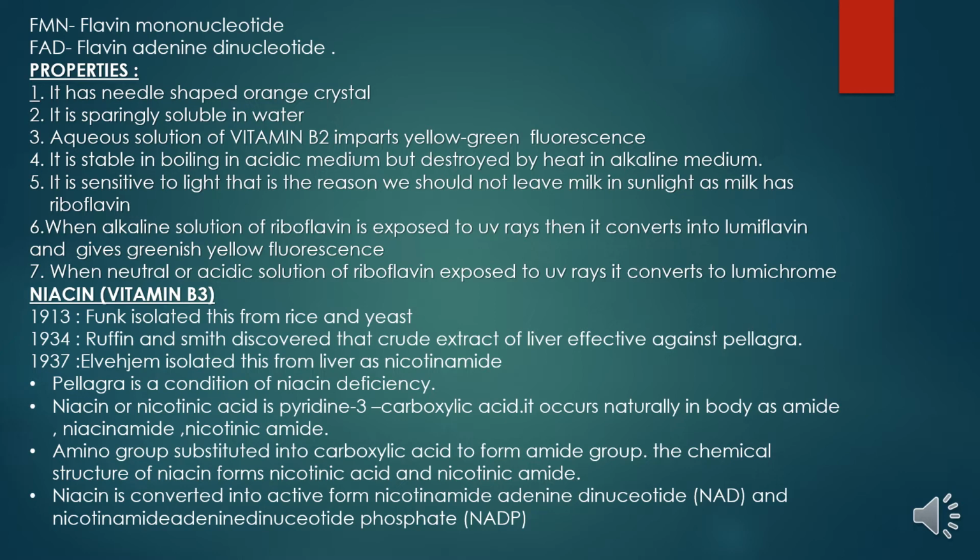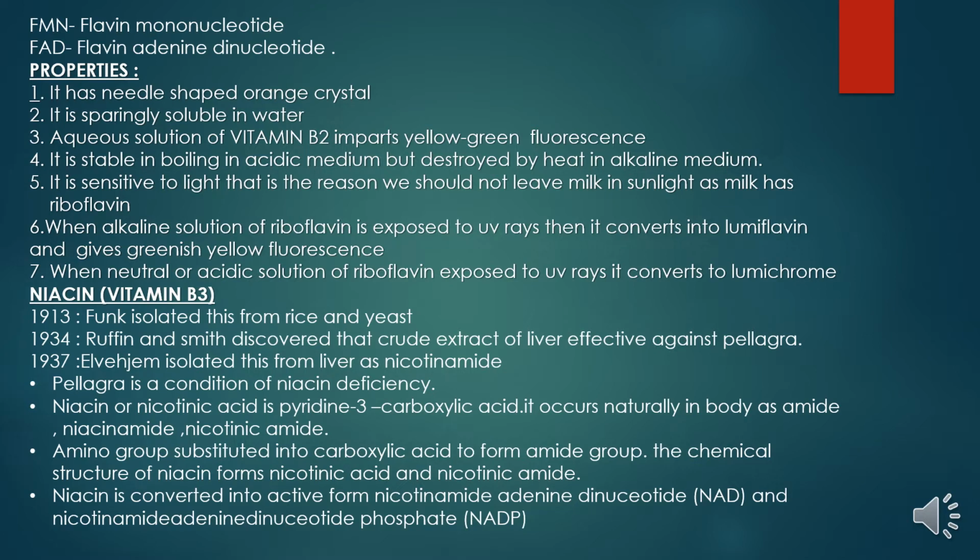Next is niacin, vitamin B3. Its study starts in 1913. In 1913, Funk isolated this from rice and yeast. In 1934, Goldberger and Smith discovered that crude extract of liver was effective against pellagra, and in 1937, Elvehjem isolated nicotinamide from liver. Pellagra is a condition of niacin deficiency.